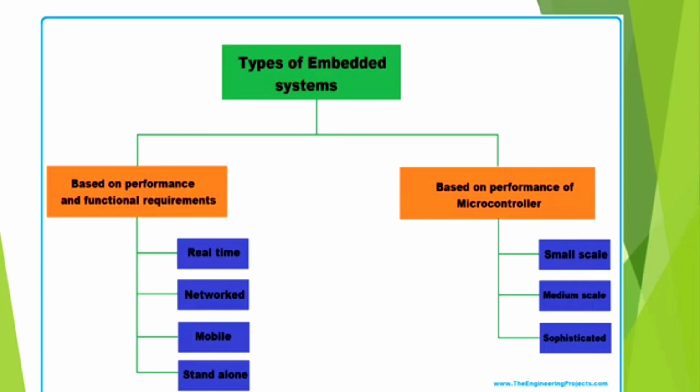The second classification is based on the performance of the microcontroller. It is classified into three types: small scale, medium scale and sophisticated. This is about the types of embedded systems.